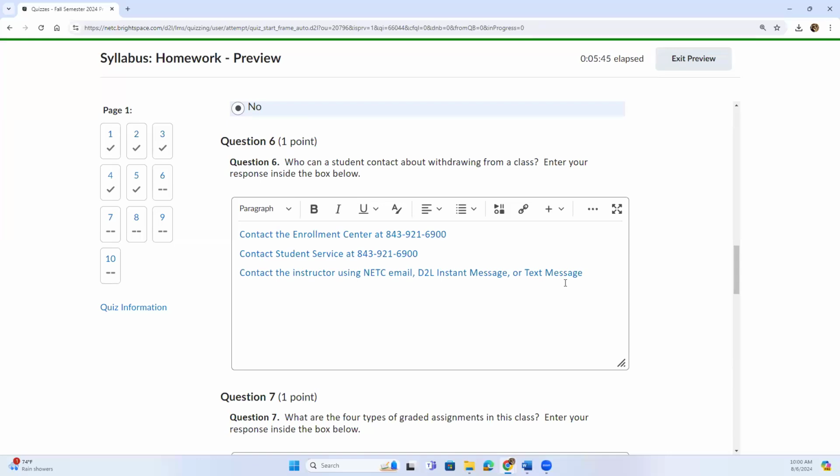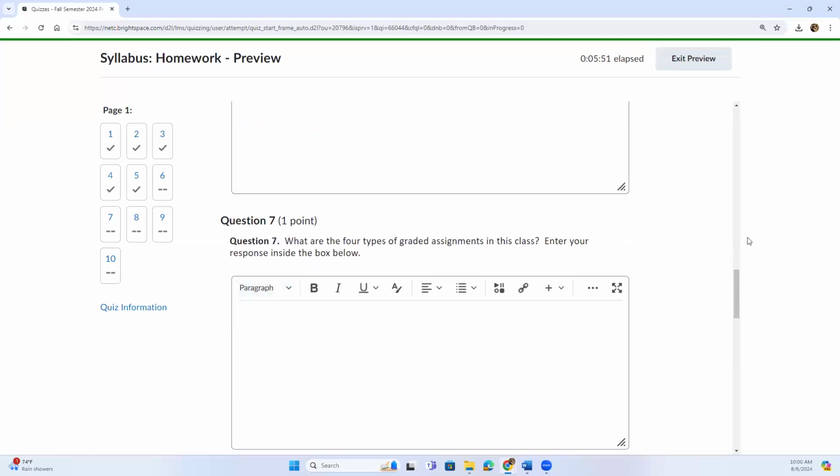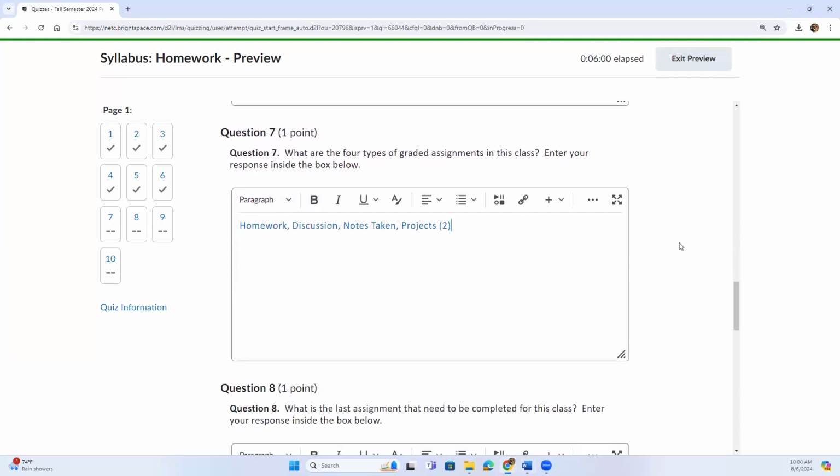So if something happened where you have to withdraw from this class, please just let me know. All right, what are the 4 types of graded assignments in this class? Homework, discussion, note taking, and project, 2 of them. Please copy these down.